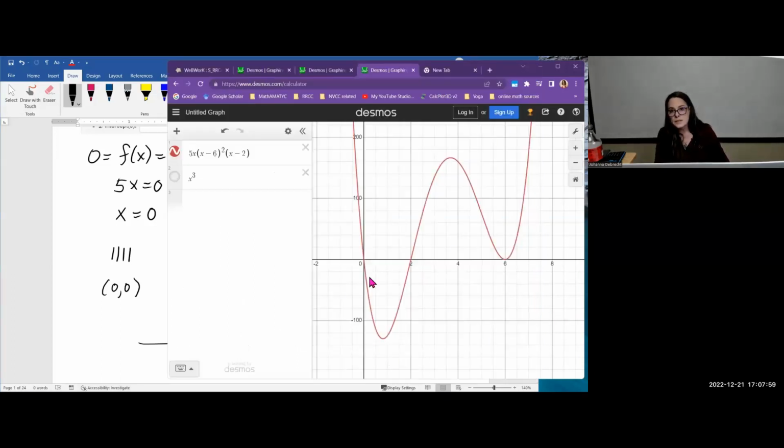Now I had to play with the scale quite a bit to get this one to show up and look like this. But this does in fact look very much like what I had before. So there are the x-intercepts, and if you click on the x-axis near the graph, then Desmos will offer up the points for you to click on. And you can see that these are the ones. And notice that it is bouncing off of 6, 0 because we had even multiplicity.